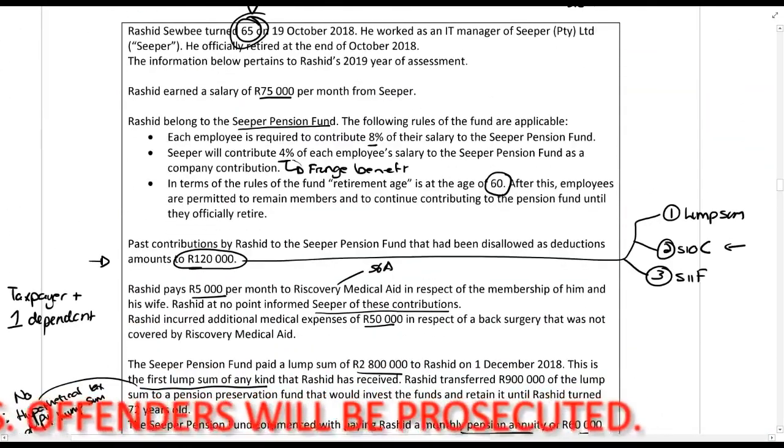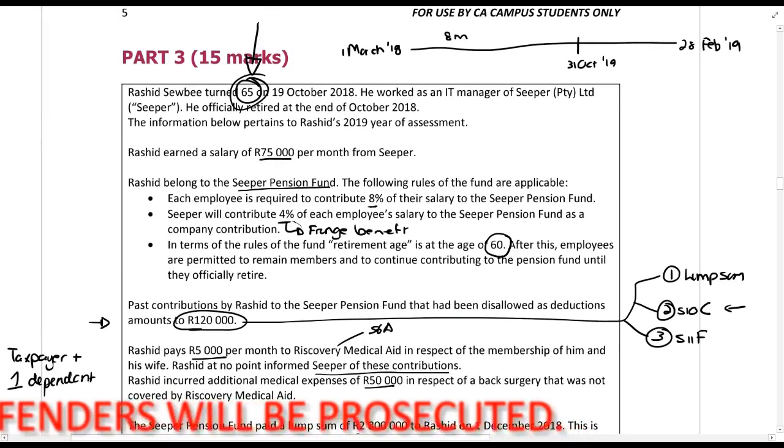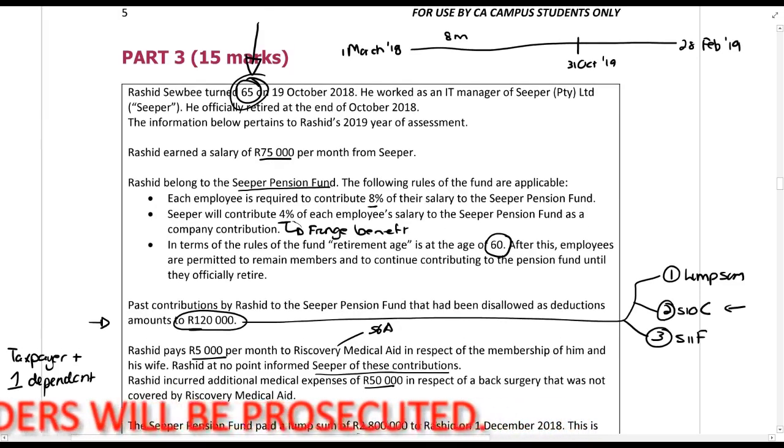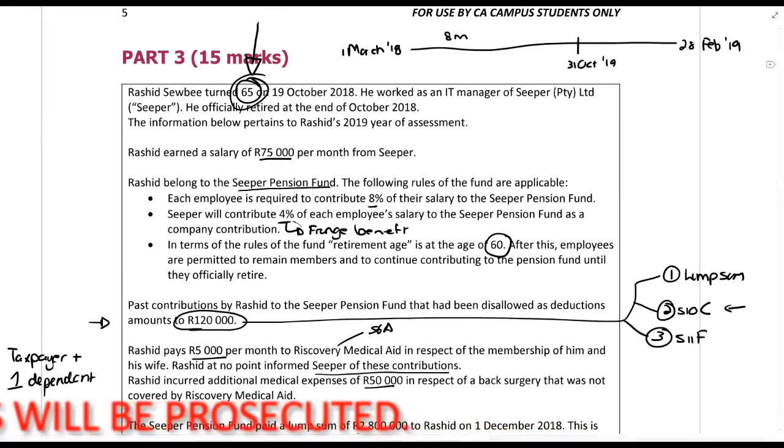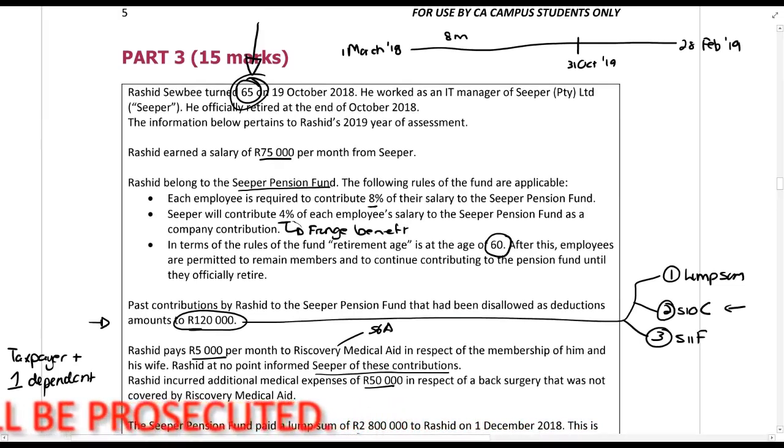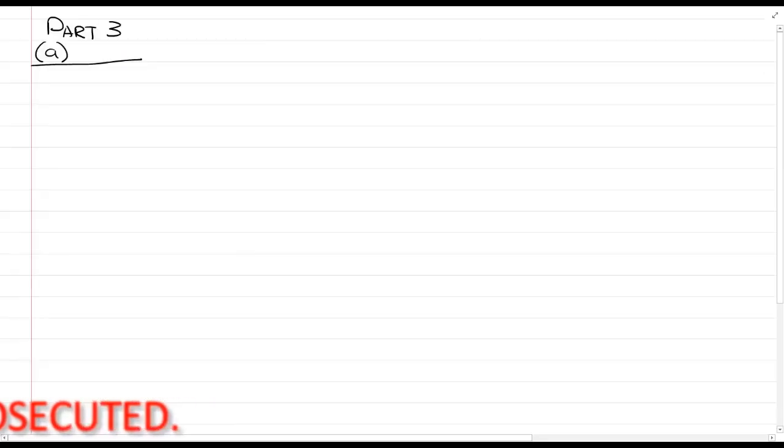Part 3. So Rashid Siubi turned 65 on the 19th of October, and they give us this information from 2019, and they asked us to do it for April. Okay, so let's just start at the top and go for it. So we start with the salary. Remember now, guys.